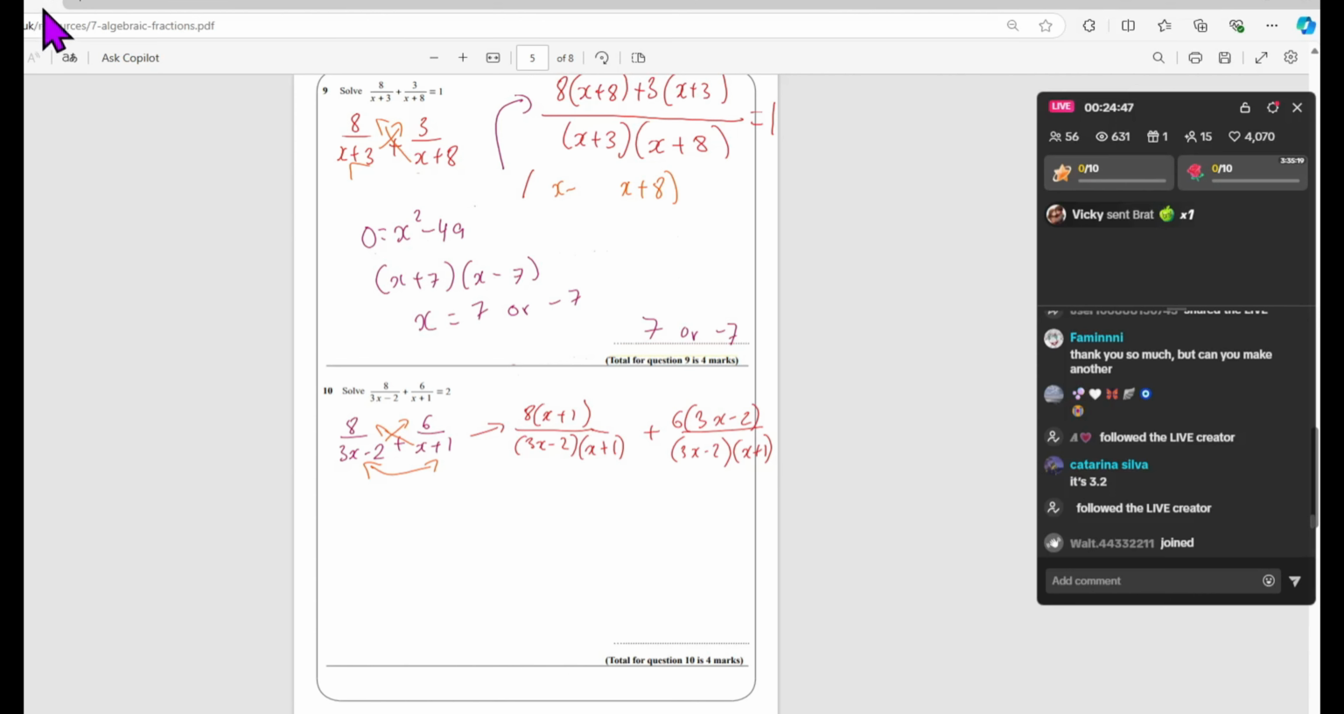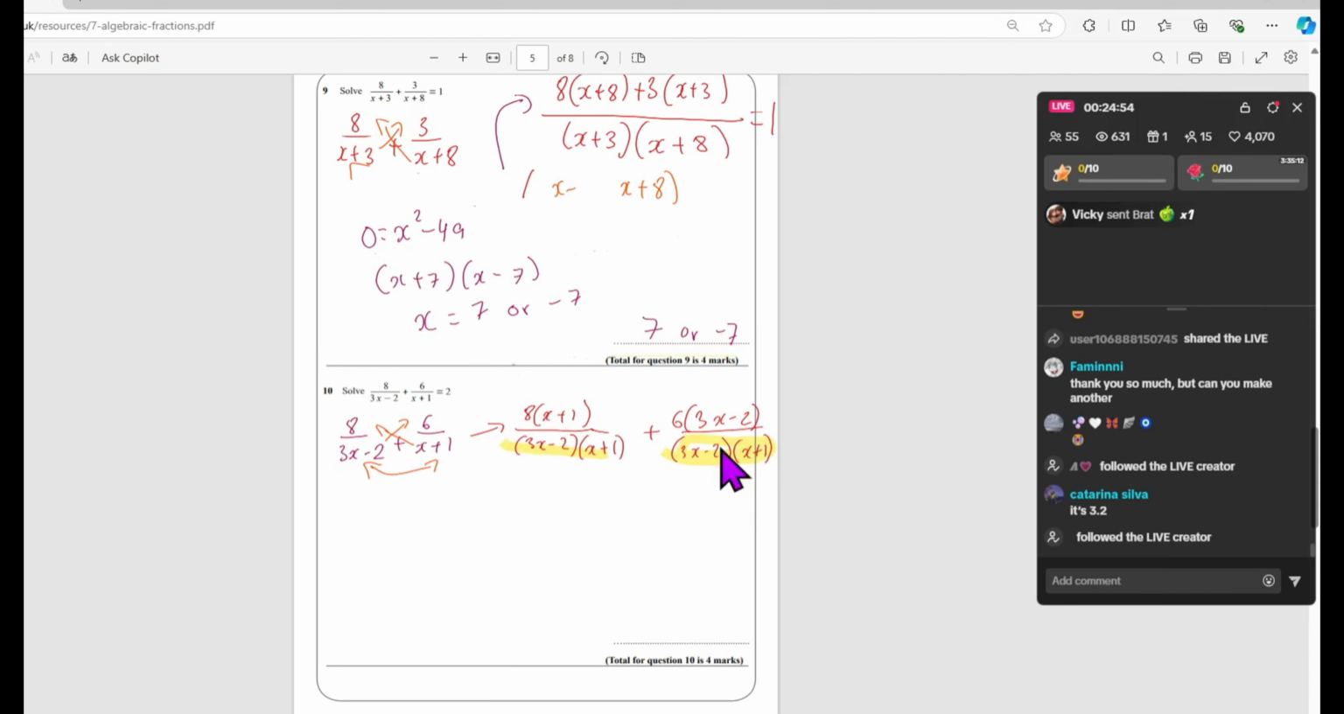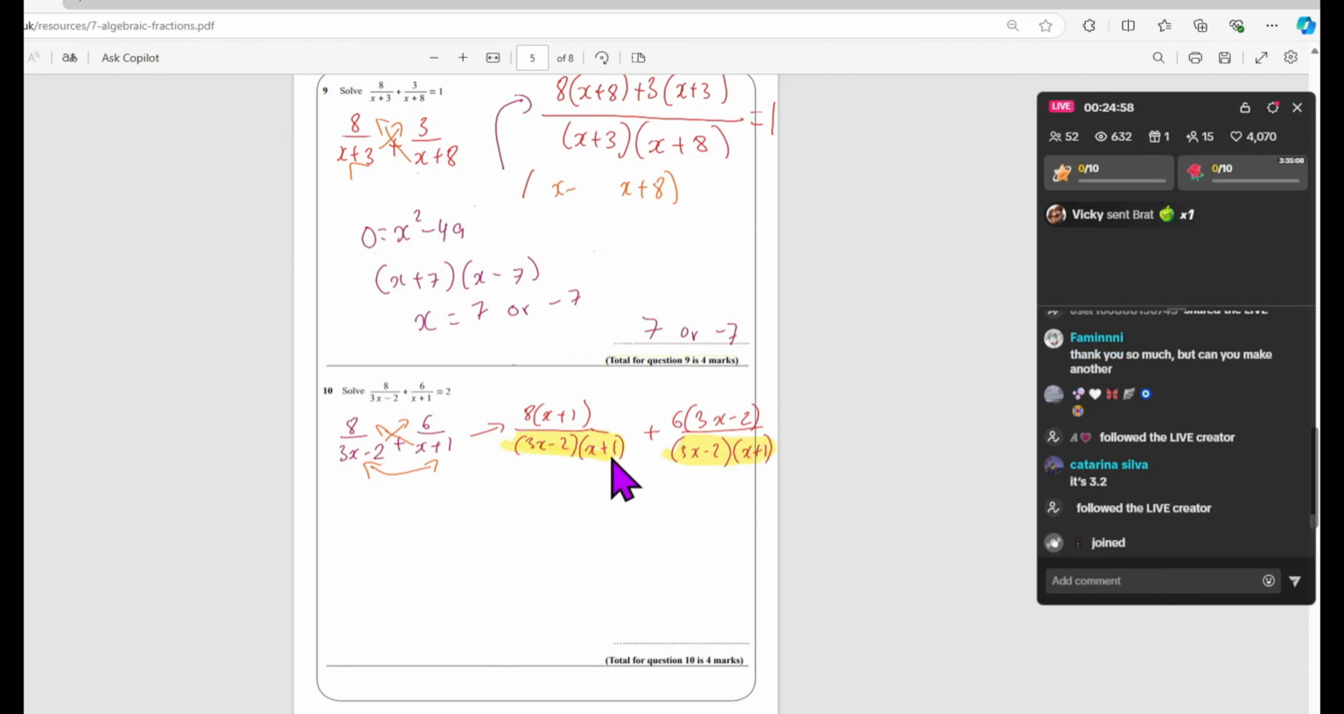And now you guys will know that you have done the cross multiplication correctly because you've got the common denominator you needed. So please always check you've gotten the common denominator. If you haven't, then you have done something wrong and you have to go back and do it again.